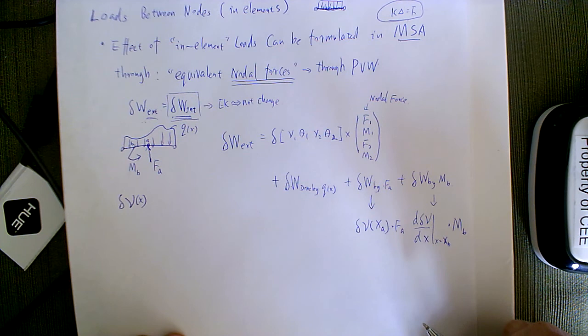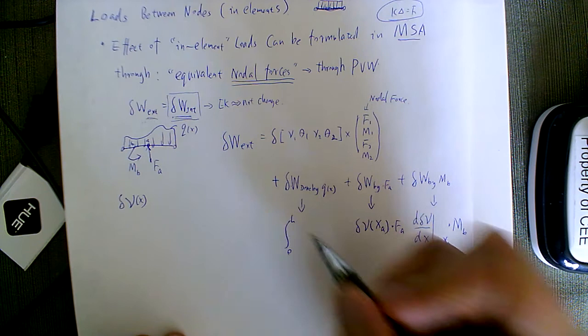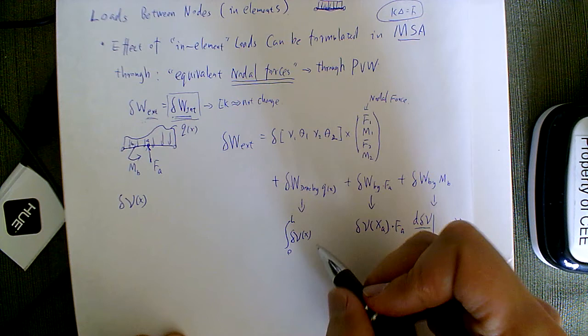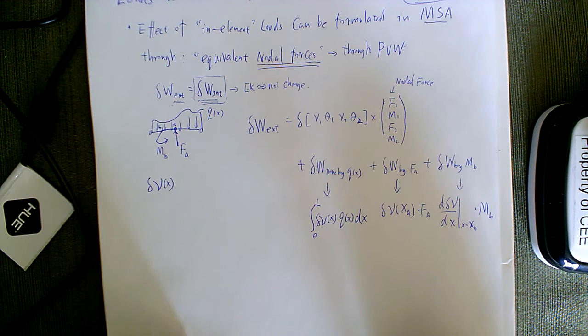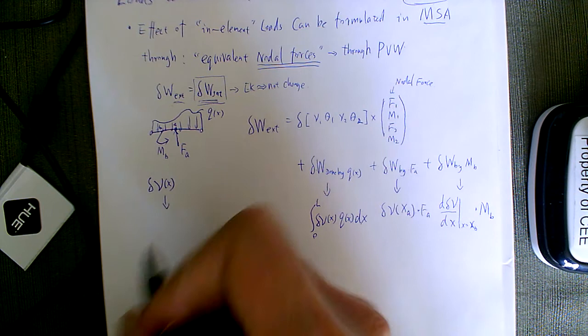Okay. For this one, in fact, since we're doing it, it's simple. It's actually just the integral from 0 to L of delta vx, not v, but delta, because it's real force doing work on virtual displacement, then qx dx. That's it. But how do you cast that in terms of equivalent nodal force? This is, again, we're going back.